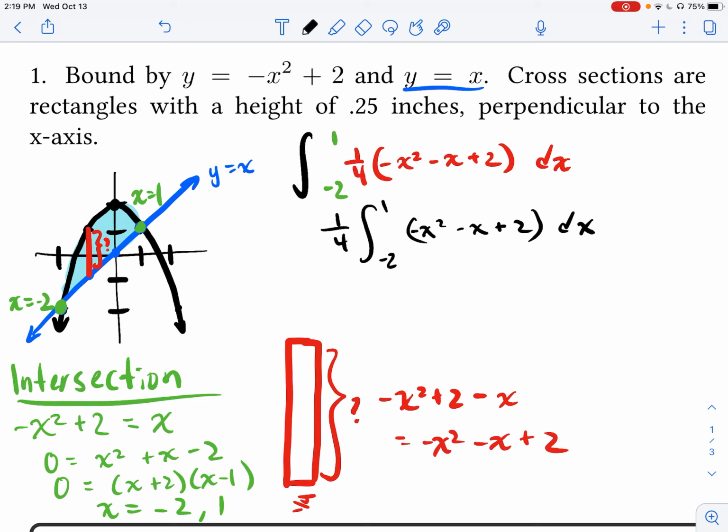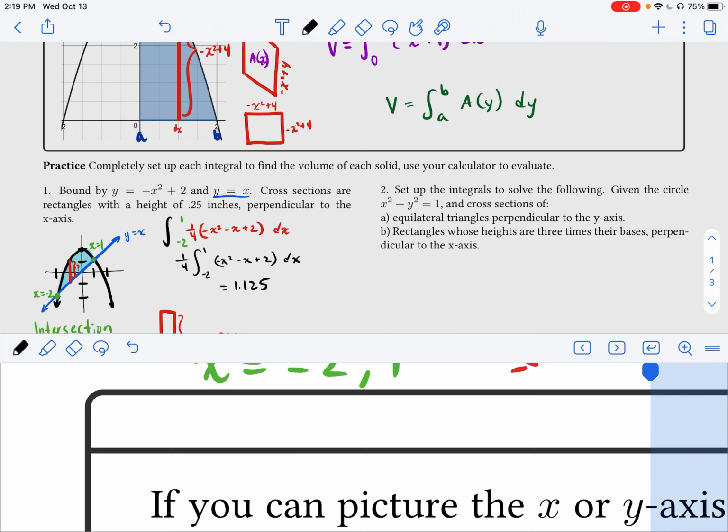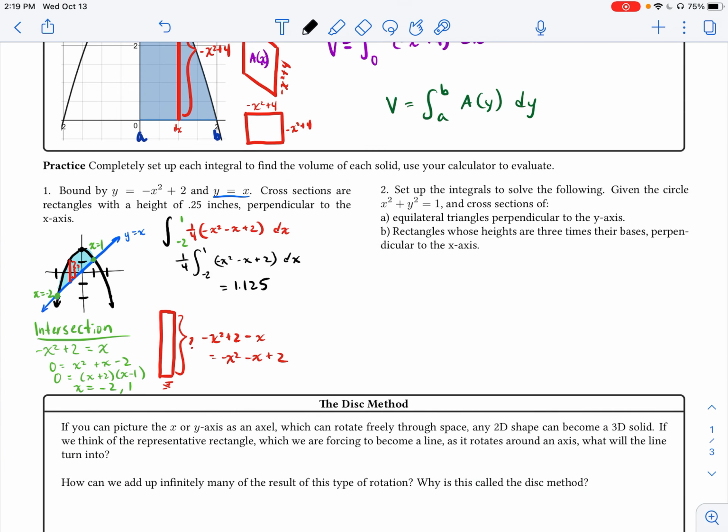And today I'm really just concerned with setting up our integrals. So you can just punch this into your calculator, although it's pretty easy to integrate by hand. But you should get 9/8 or 1.125. Let's pull that down. I don't need that.